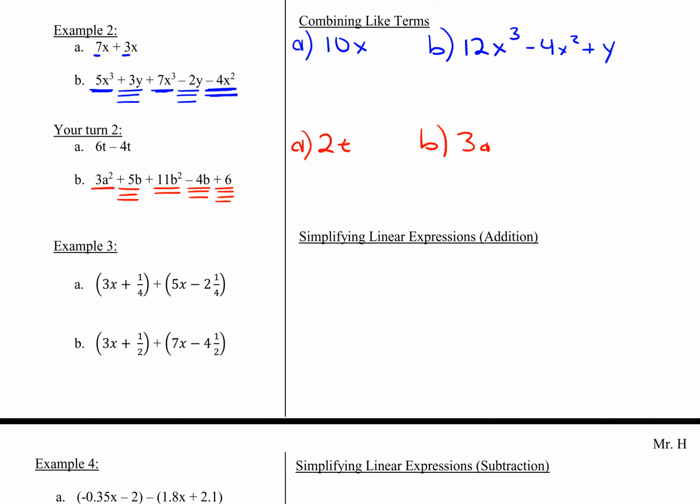So 3a squared plus 5b and a negative 4b. Oh, actually, we're going to put our b squared term first, plus 11b squared. And then 5b and minus 4b make 1b, and that's positive. And then the plus 6.